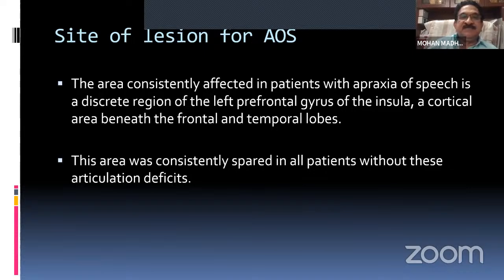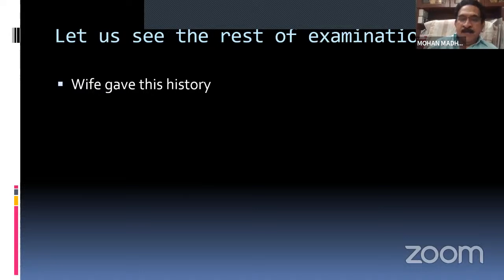The site of lesion is in the inferior frontal cortex near the insula. Now, the same patient which I have shown you earlier has another interesting history. This is the history of the wife.